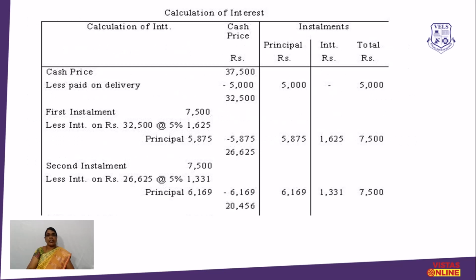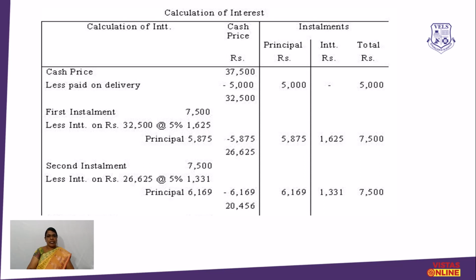Now we can see the calculation of interest. First, we should put 4 columns. The first one is particulars, then the cash price, then the principal amount. The installment also has 3 separate columns. The first one is principal amount, then the interest rate, then the total amount. First, the cash price, which was mentioned in the question.